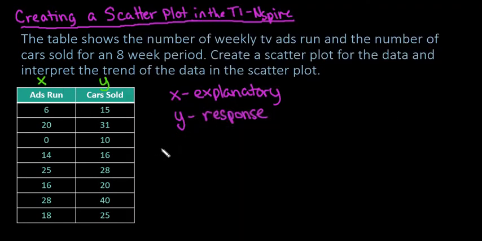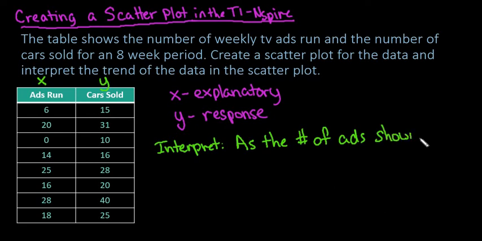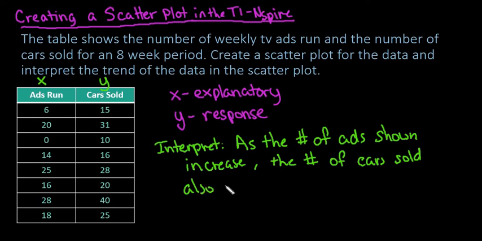As far as interpreting goes, you would just write something like, as the number of ads shown increase, the number of cars sold also increase. When you get further into statistics and you're talking about correlation and line of best fit, it would be appropriate to use a line of best fit on this one as well.